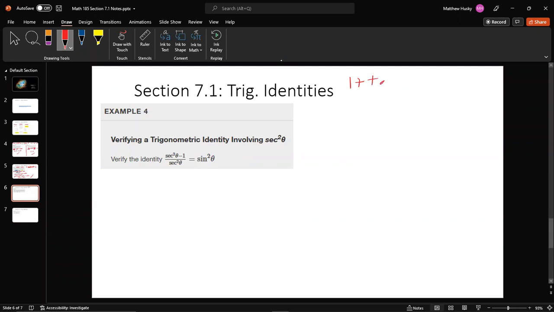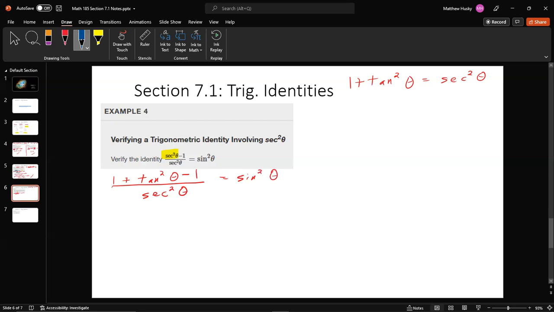1 plus tangent squared theta is equal to secant squared theta. That is one of the versions of the Pythagorean identity. So secant squared is equivalent to, so we're going to replace this secant squared right here. So that's going to be 1 plus tangent squared theta minus 1, all divided by secant squared. And then when all is said and done, we should end up with sine squared.